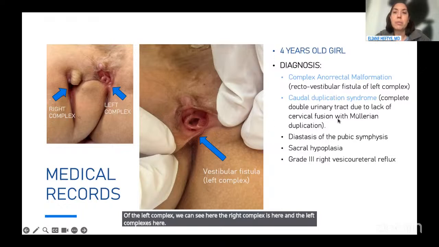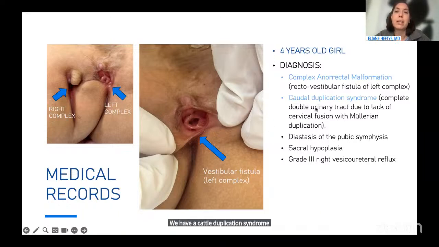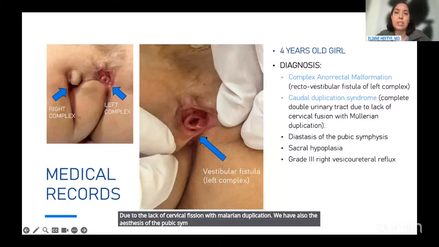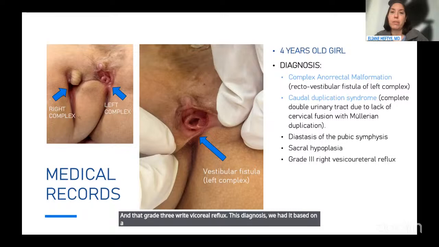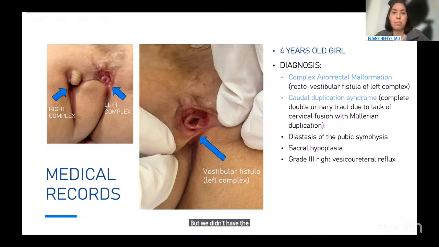We have a caudal duplication syndrome with a complete double urinary tract due to the lack of cervical fusion with Mullerian duplication. We also have a diastasis of the pubic symphysis, as you can see in the first picture, a sacral hypoplasia that I'm going to show you later in the X-ray, and a grade 3 right vesicoureteral reflux. We had this diagnosis based on a control study from another hospital, but we didn't have the images for this presentation.